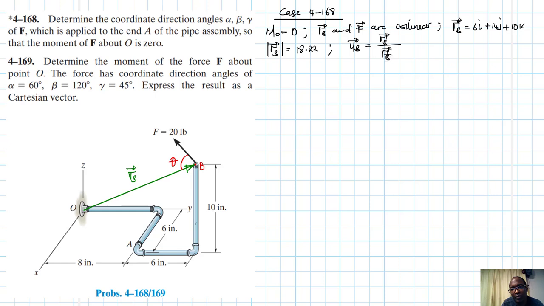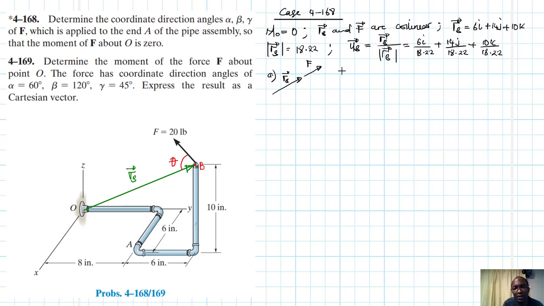There we go. So this is just going to be equal to 6i divided by 18.22 plus 14j divided by 18.22 plus 10k divided by 18.22. Therefore, now the first case is where the force vector and the moment arm are all facing in the same direction. This is the first case.